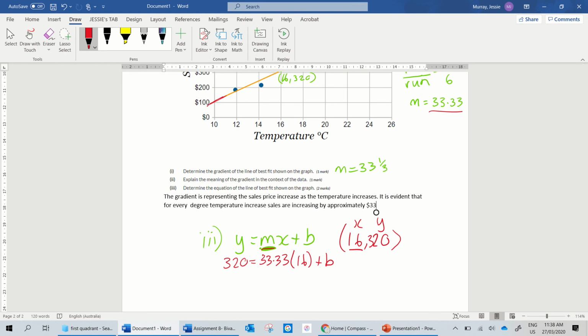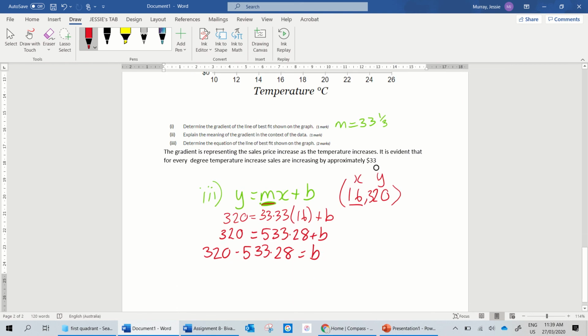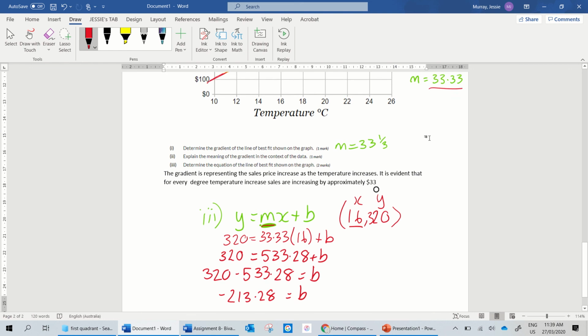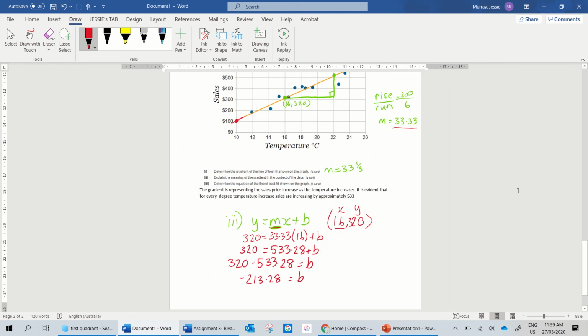So now I'm going to have 33.33 multiplying by 16. So 320 is equal to 533.28 plus b. Rearranging that equation, I'm going to get 320 minus 533.28 equals b. Now that gives me negative 213.28. And you're thinking, hang on, miss, but how can the y-intercept be that when it looks like it is this? But that's not the y-intercept, okay?